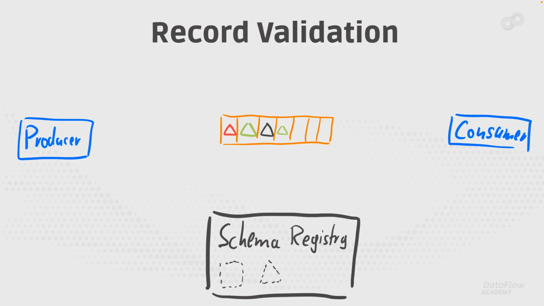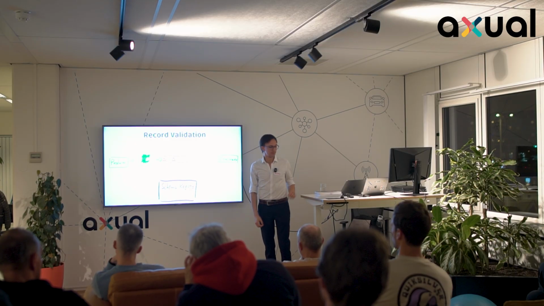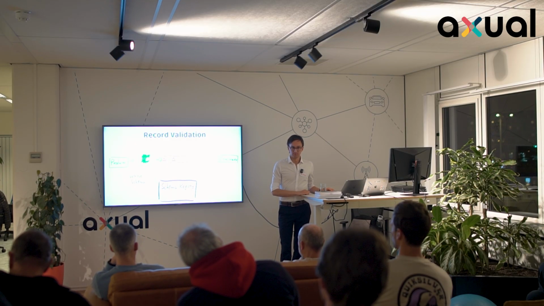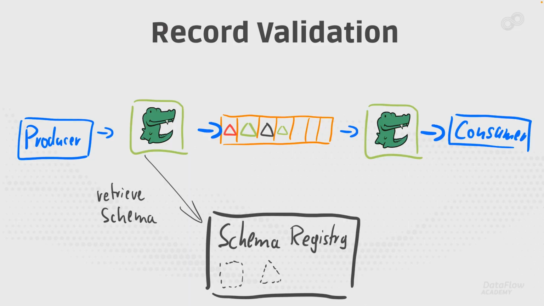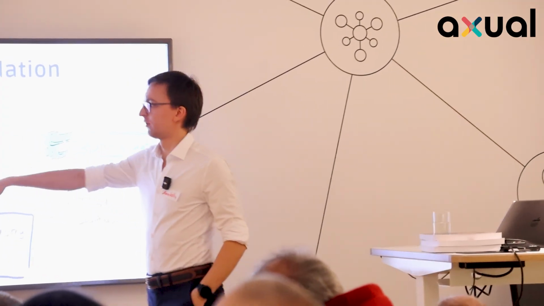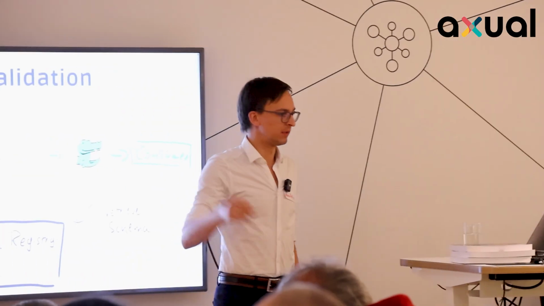So, if we now do record validation with Kroxylicious, we have our producer. We have our proxy in between. Kroxylicious retrieves the schema, and we have the proxy on the other side too. And here, the consumer retrieves the schema, because on the consumer side there's no validation. So basically, consumer requests are just forwarded, and producer requests are checked based on a schema, for example.